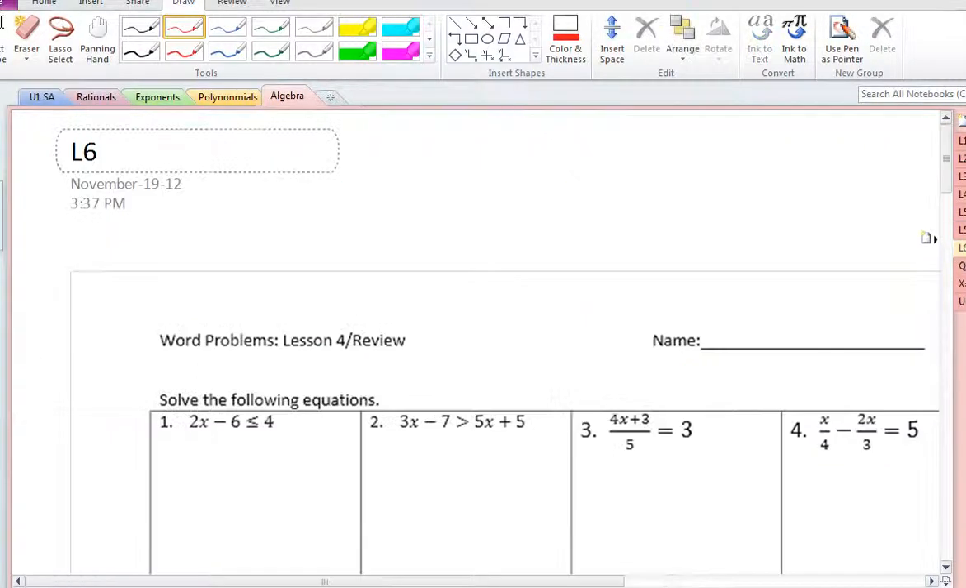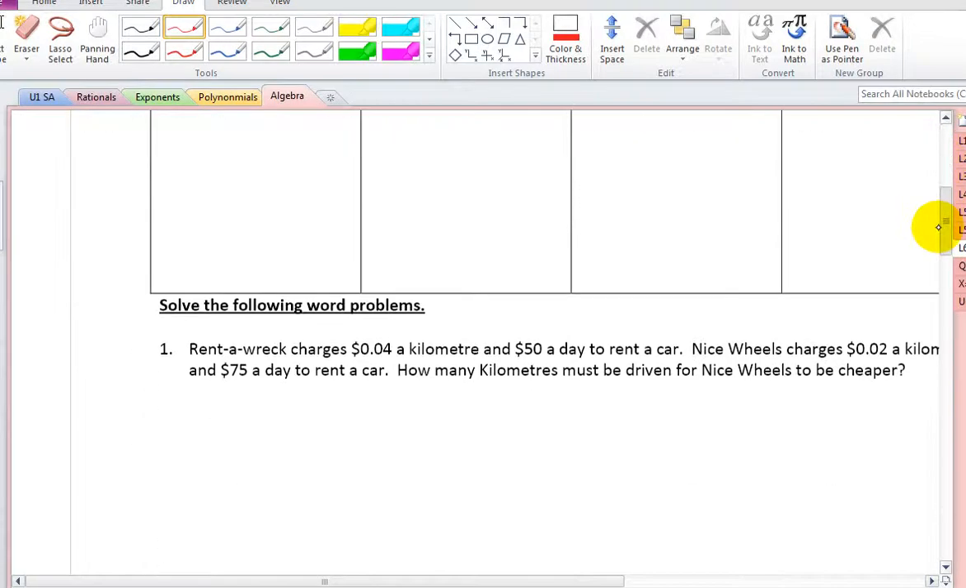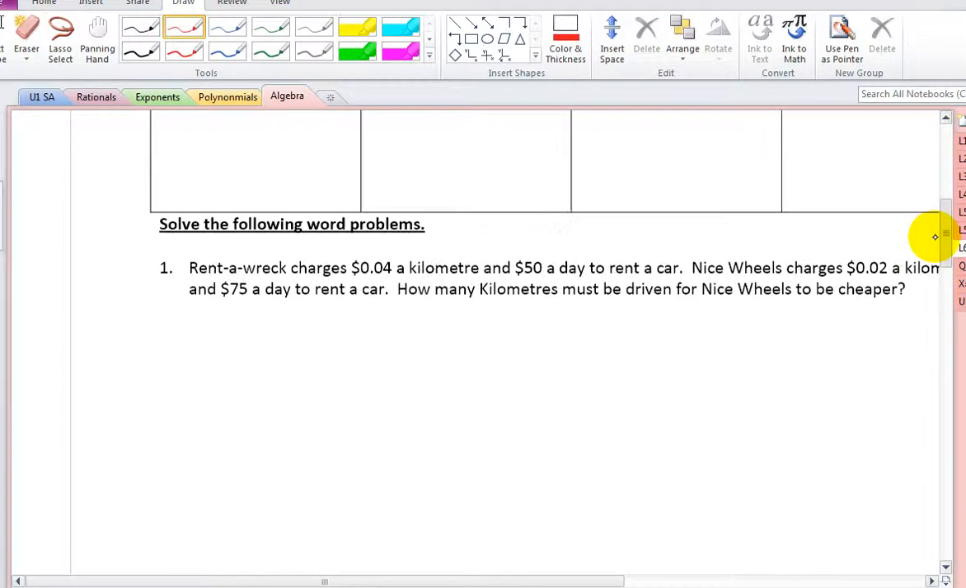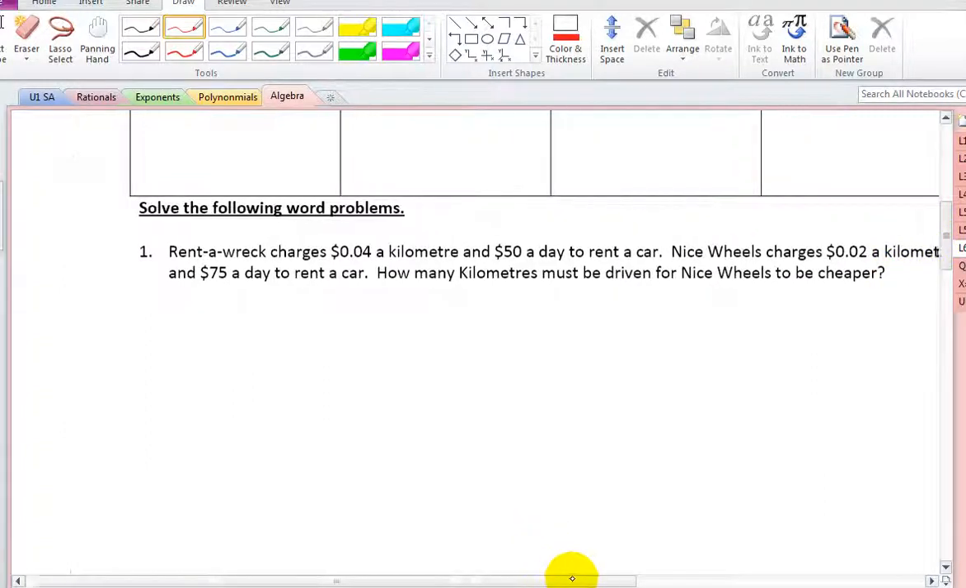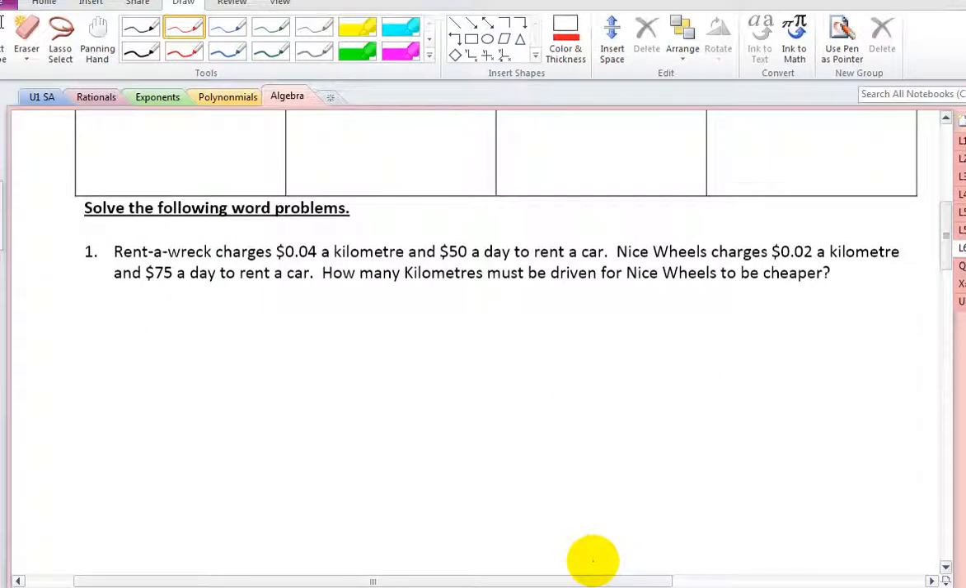Okay, so let's look at this one, lesson 4, review. Actually, you know what? I think you guys have enough. I wanted to save this for tomorrow. Actually, you know what? You probably need it for today. Let's do these ones, okay? So now we're looking at word problems. Because it says cheaper, we're implying it's an inequality.